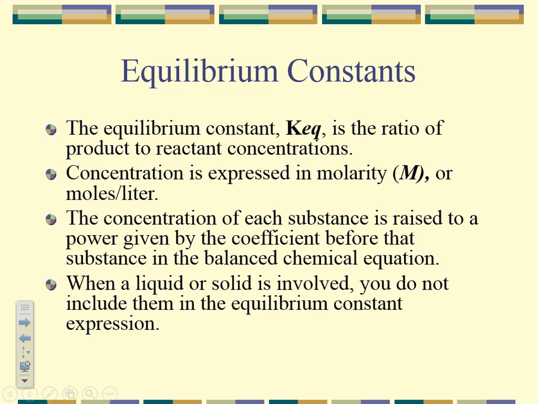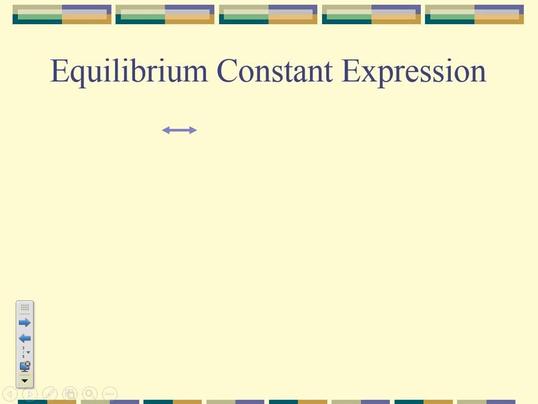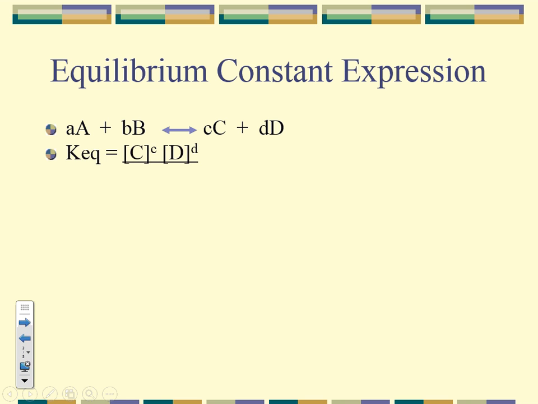How to determine what is included in an equilibrium constant expression is based on the state of matter. Liquids or solids are not included in equilibrium constant expressions. They are not involved. So here's a generic chemical equation that we could apply towards anything in chemistry. The equilibrium constant expression would look like this: the concentration of the products raised to their coefficients, multiplied by each other, over the concentration of the reactants raised to their coefficients.